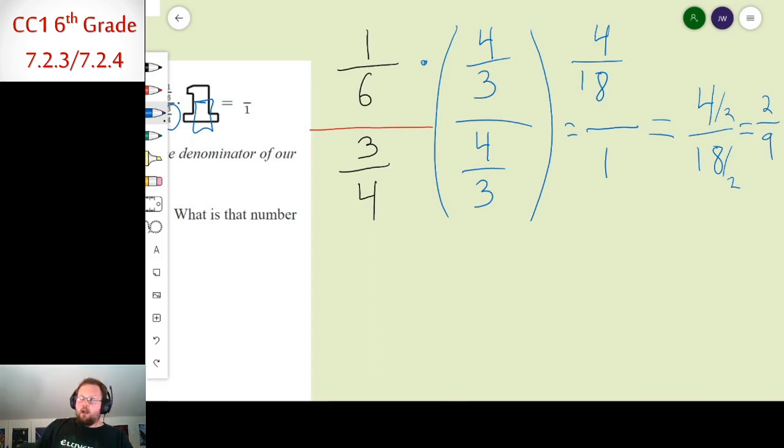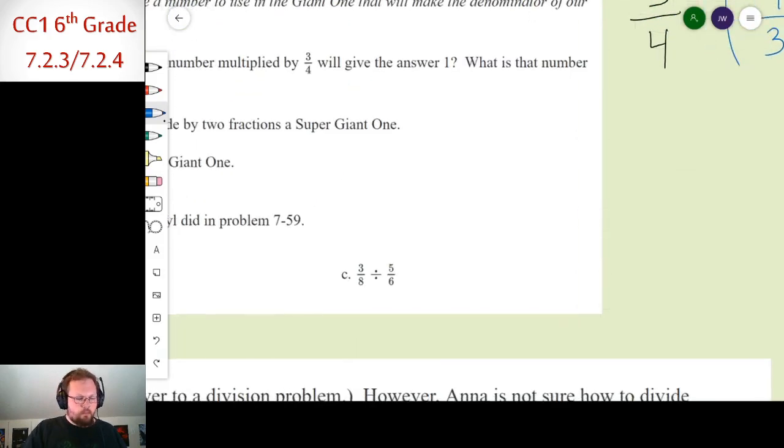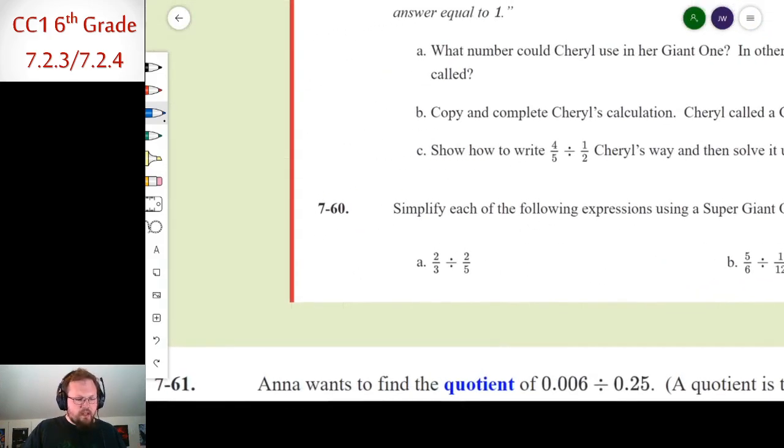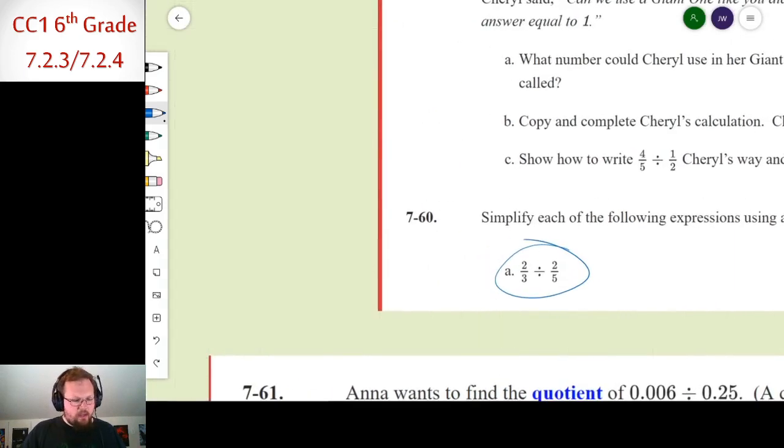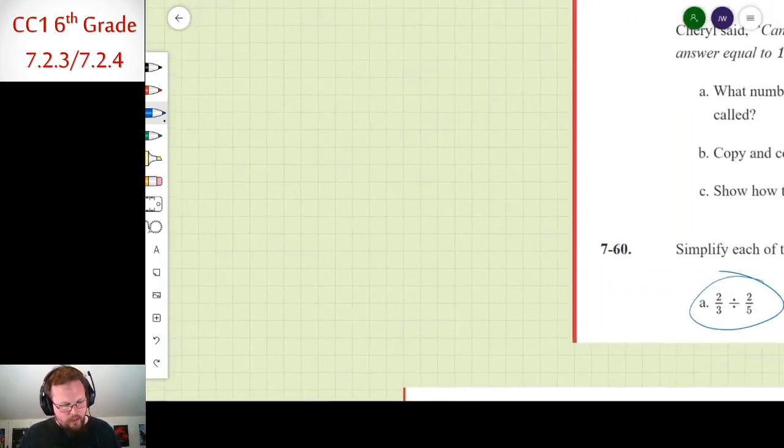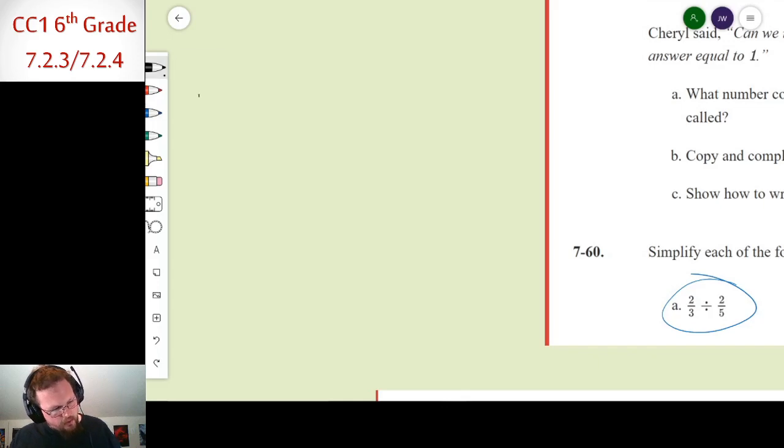Now, that's a lot of really ugly work because it's a fraction over a fraction, but if that makes sense to you and you want to use that method, you are more than welcome to. So I'm going to do another example of it just to kind of show you how to use it. 2/3 divided by 2/5. Let me put that over here. You have 2/3 divided by 2/5.